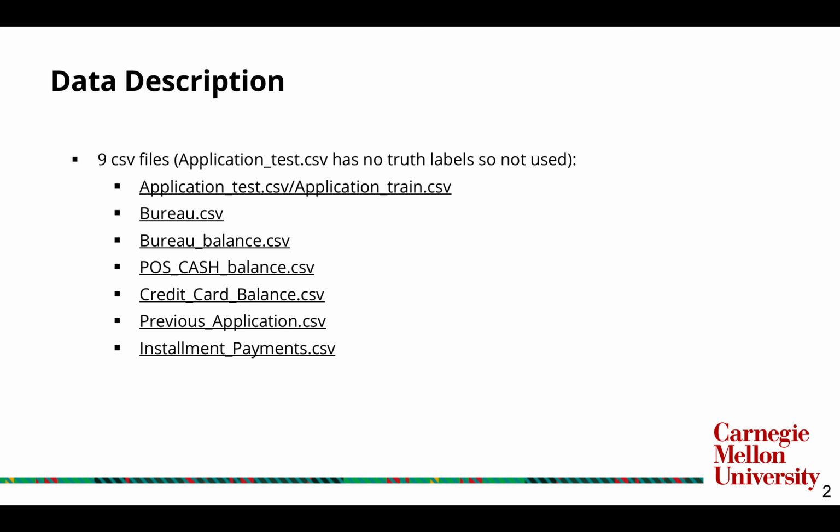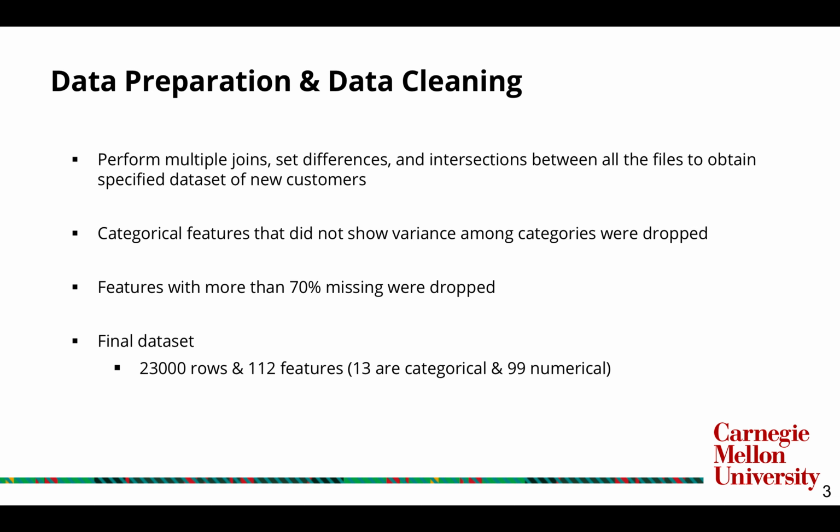This basically shows all the data that we worked with. One of the first things we did was data preparation and data cleaning. In terms of data preparation, we did a lot of joins, set differences, and intersections. At the end, we obtained a final data set consisting of 23,000 rows and 112 features.